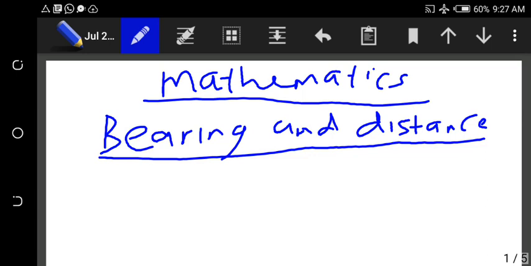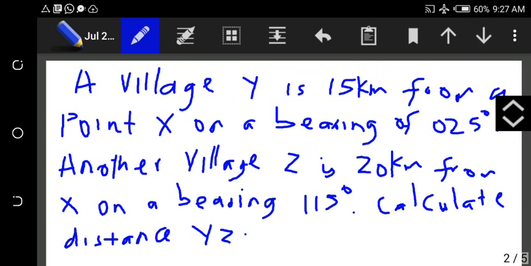So let's look at a typical bearing problem. A village Y is 15 kilometers from a point X on a bearing of 025 degrees. Another village Z is 20 kilometers from X on a bearing of 115 degrees. Calculate distance YZ. Now, when you have problems like this, the first thing that you want to do is to make a sketch.